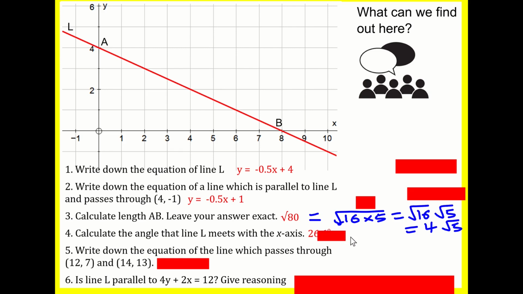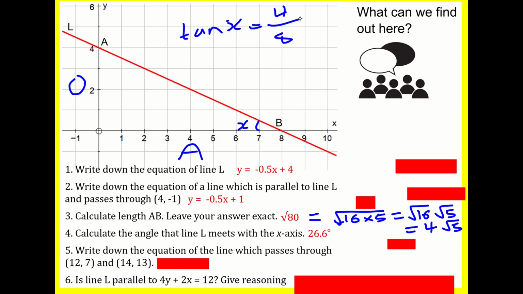Calculating the angle, we get 26.6 degrees. You could use that exact length, but probably the easiest thing, because what if we'd made a mistake, is to use the ones we can easily read off. So the opposite is going to be 4, and the adjacent is going to be 8. So we can write down that tan x is equal to 4 over 8, and we can do inverse tan of that. And you could also then do angles in a triangle and work out this angle if you wanted to.